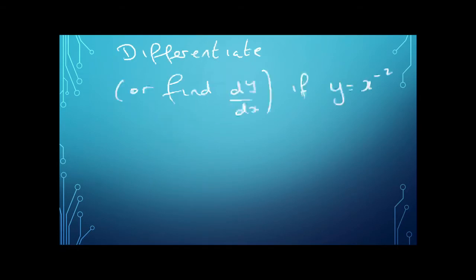Differentiate or find dy dx, because we have an equation here linking y and x, and we've been asked to find dy dx. Okay, so exactly the same as the last one. Dy dx is equal to the negative 2 goes in front, that's that number there, and then we take away 1 from negative 2. Negative 2 take away 1 is negative 3.